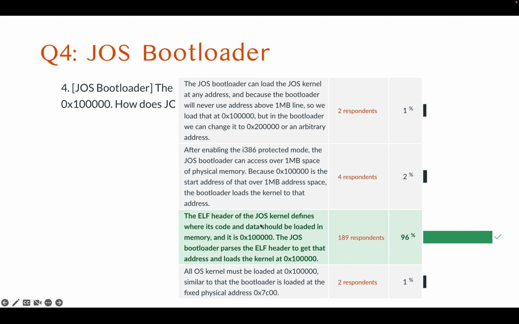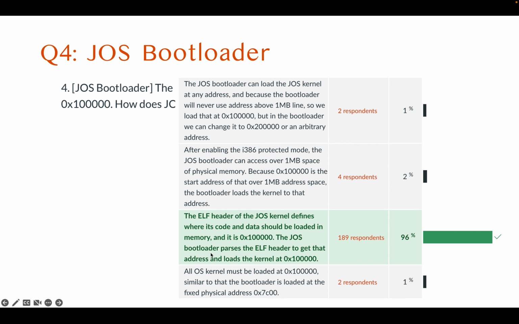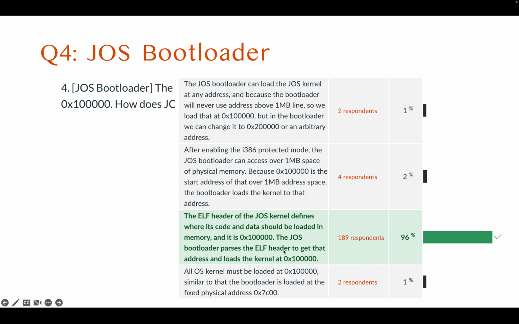And then the correct answer: the ELF header of the JOS kernel defines where its code and data should be loaded in the memory, yes. And it's exactly at the 1 megabyte address. The JOS bootloader parses the ELF header to get that address and load the kernel at the right address. So that's the correct answer. Last one: all OS kernels must be loaded at the 1 mega.